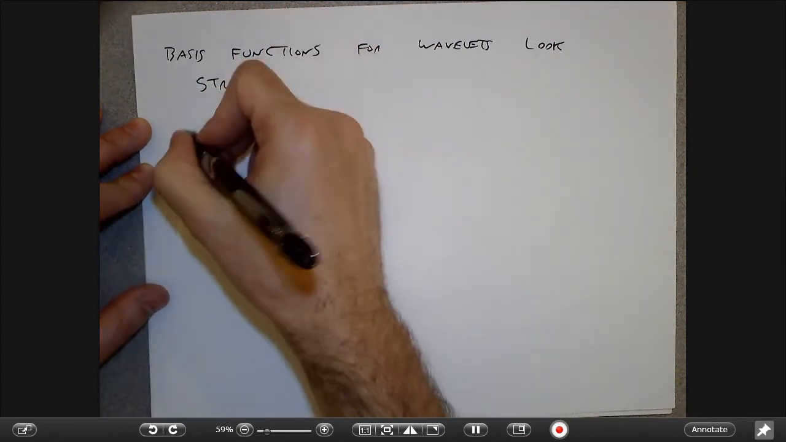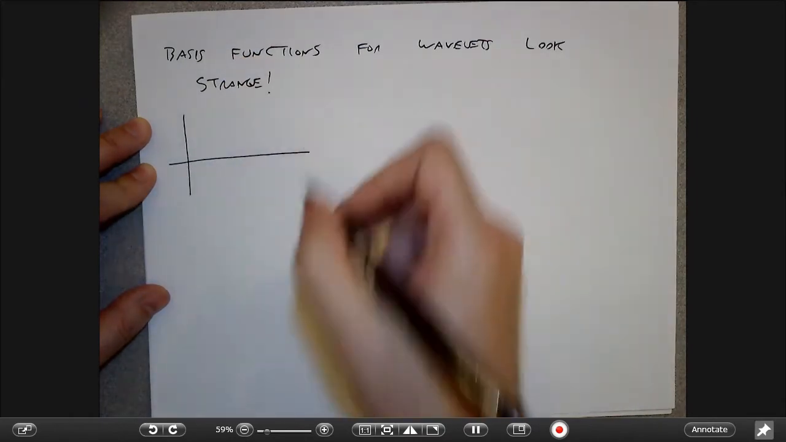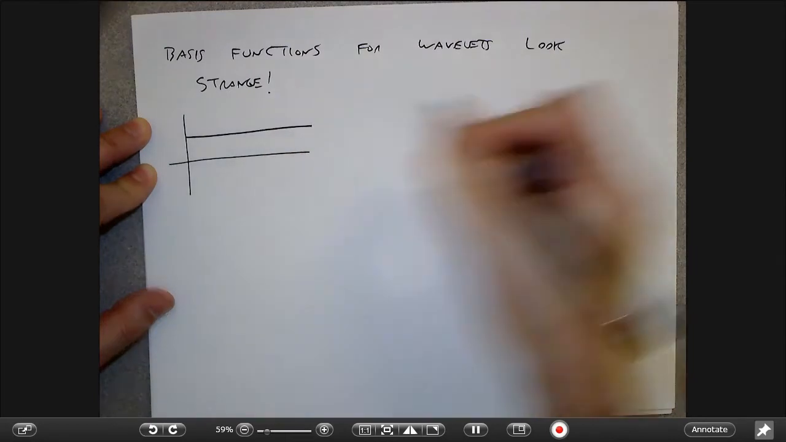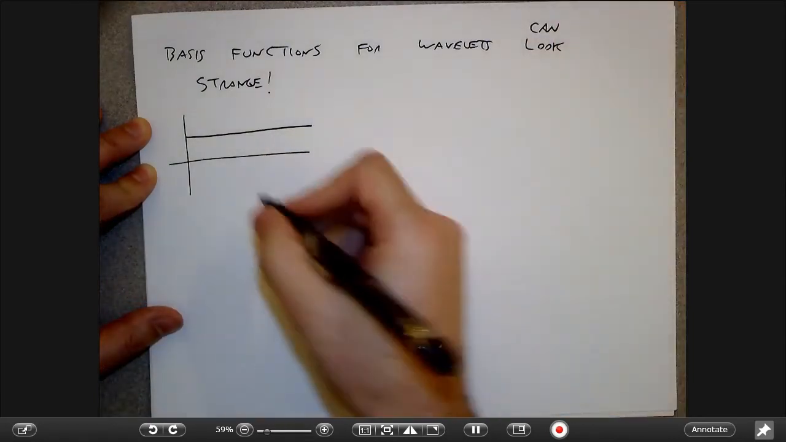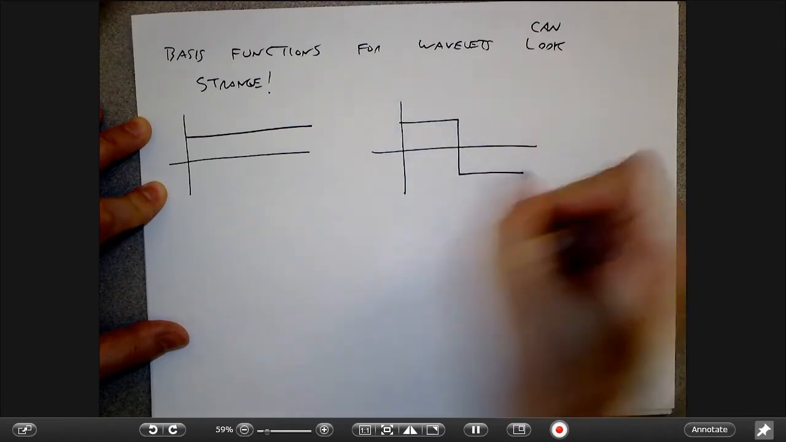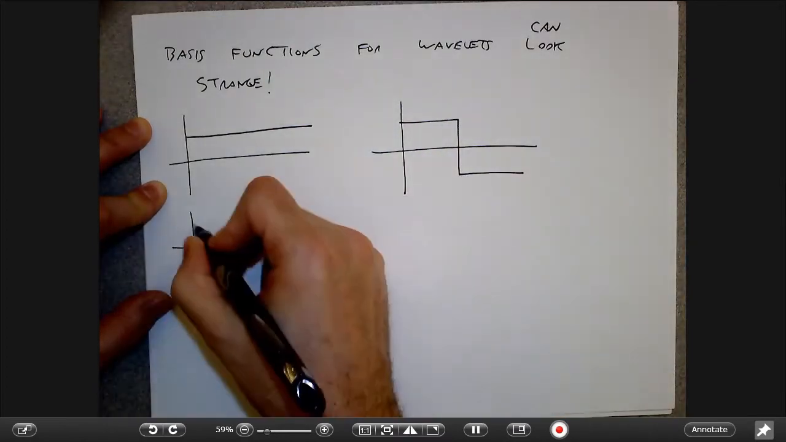One way of thinking about it is that the very simplest basis functions for wavelets look like this. So maybe it can look strange. So for example, there's a set of wavelets called Haar wavelets that basically look kind of like this.